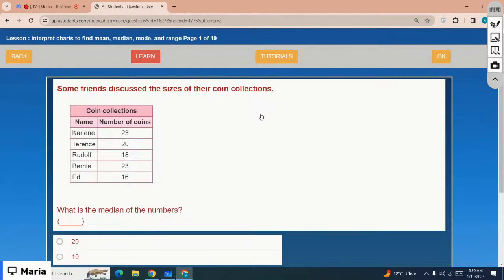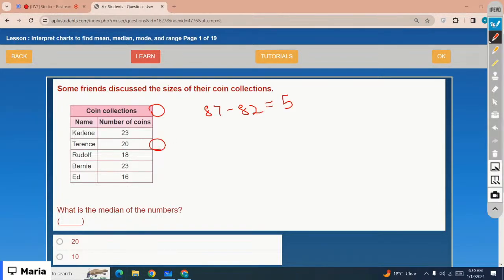Some friends discuss the sizes of their coin collection. What is the median of the numbers? So you have to calculate the median of the given numbers. We know that median is the middle number of the data. First you have to arrange these values from least to greatest, right?